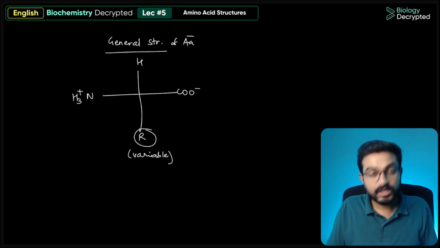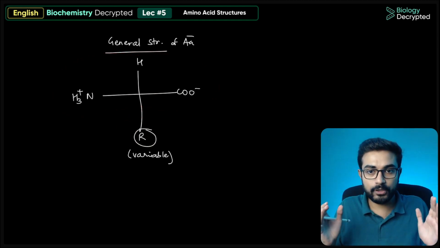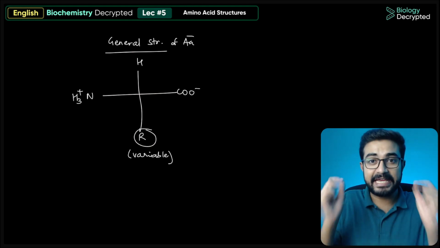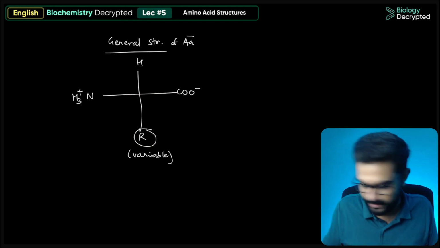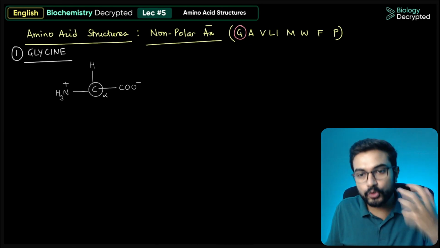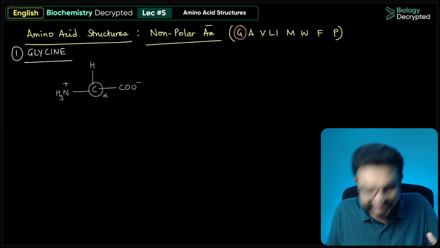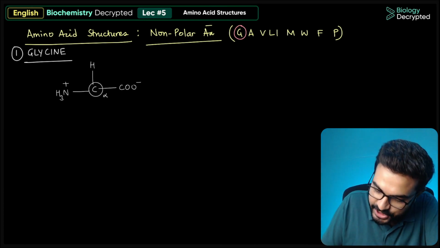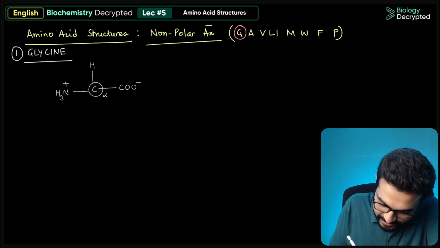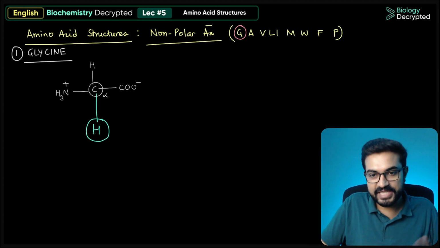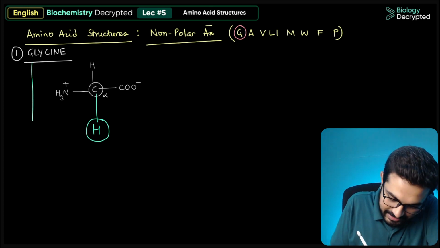Now we'll talk about all the amino acids in one shot, one by one, all the 20 amino acids. Get ready for the action. Let's start. We will talk about glycine. How to draw the structure of glycine? It's very simple. The R group here is simply H. It is hydrogen. So the R group is H here, and glycine.